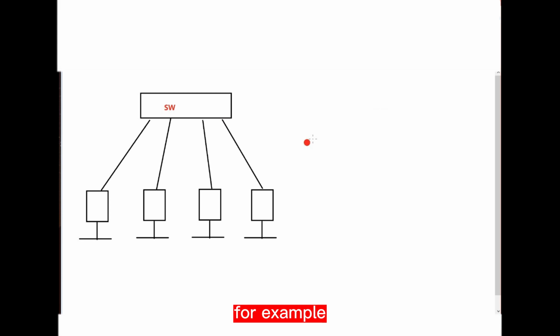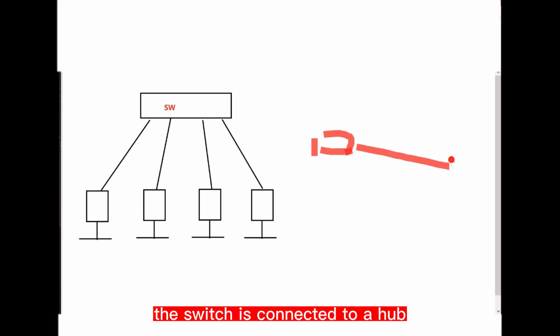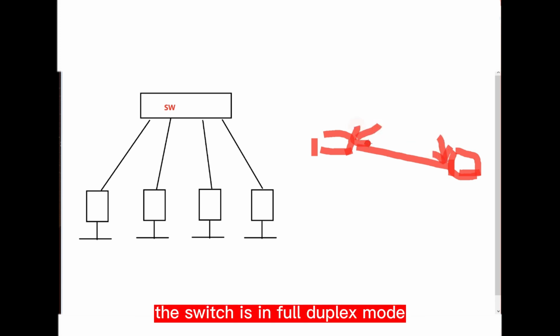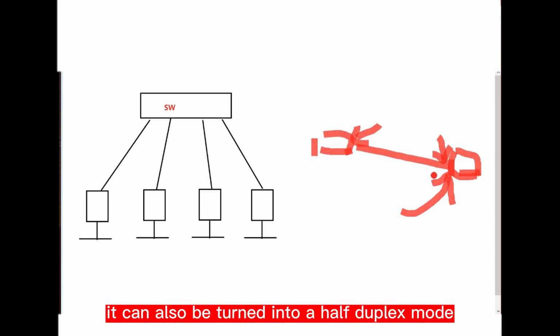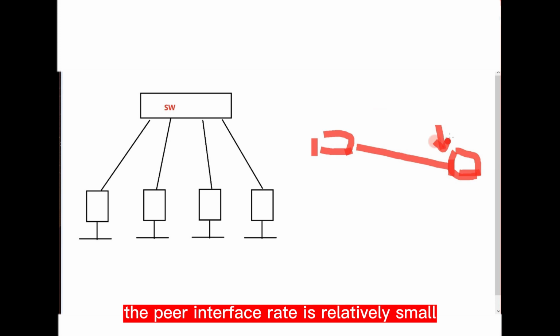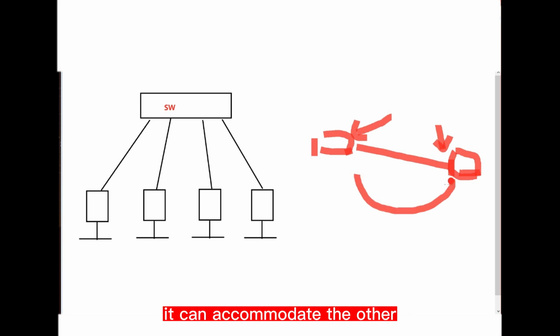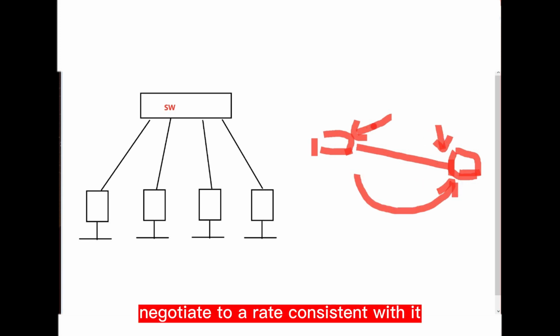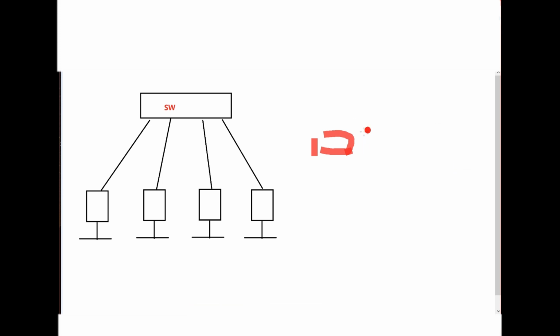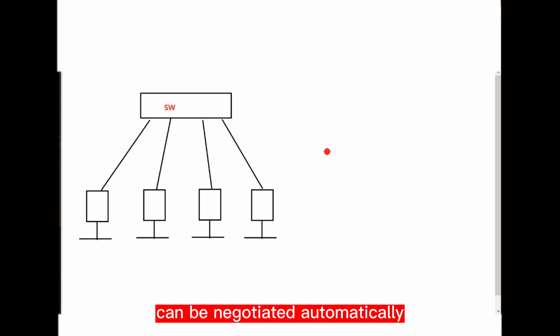For example, the switch is connected to a hub. The hub interface is in half-duplex mode. The switch is in full-duplex mode. Switches can be compatible, so it can also be turned into half-duplex mode. When this switch is connected to another switch, if the peer interface rate is relatively small and its interface rate is relatively high, it can accommodate the other and negotiate to a rate consistent with it. Backward compatibility. Therefore, the interface of the switch can be negotiated automatically.